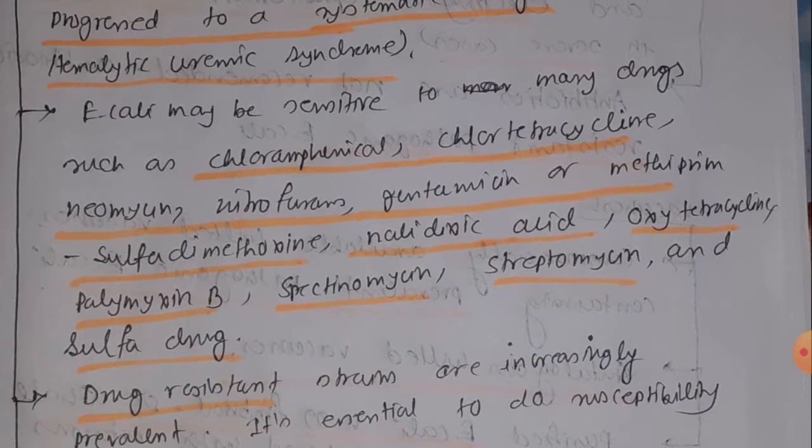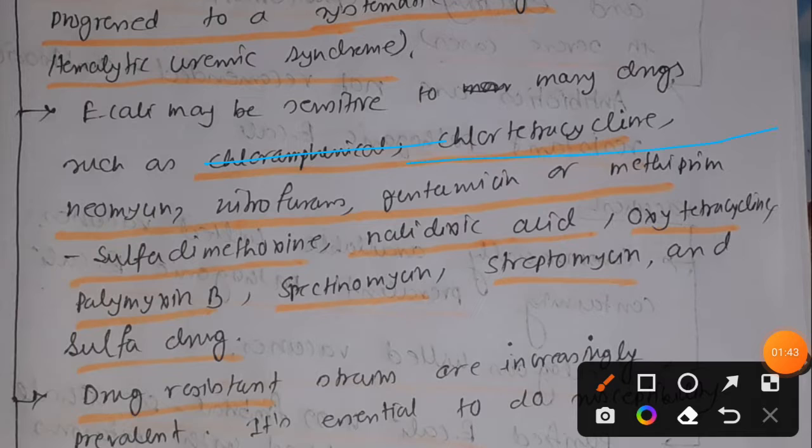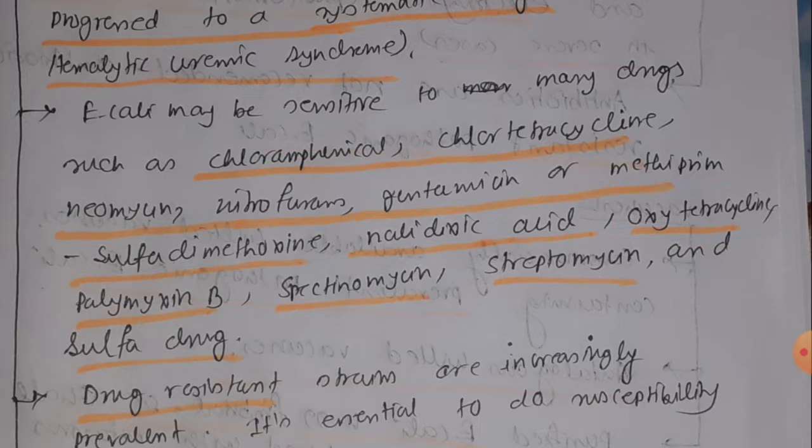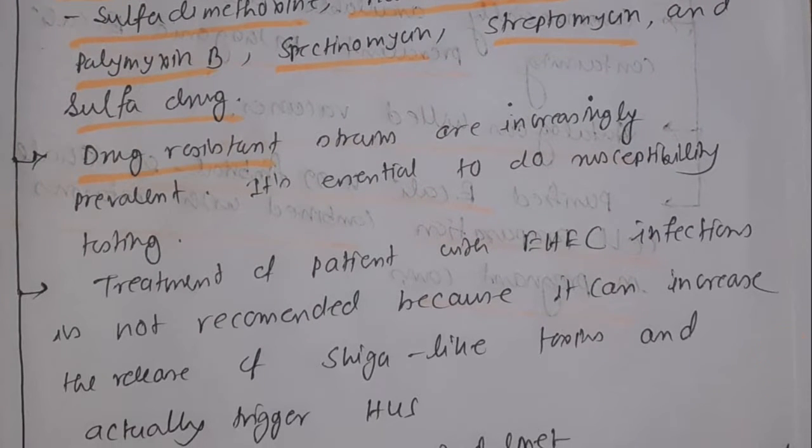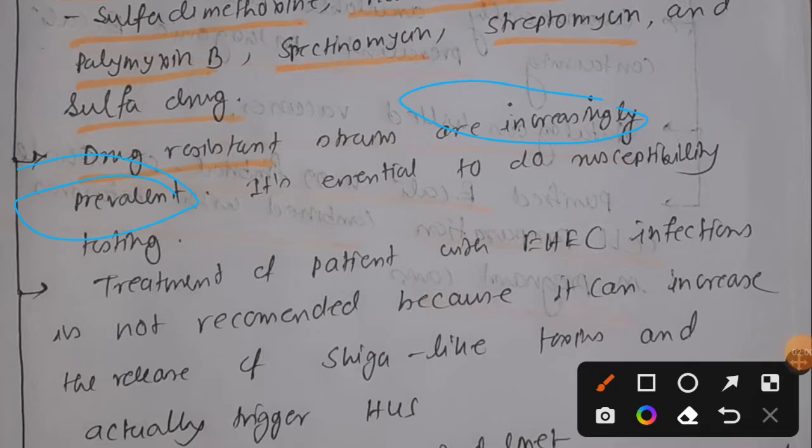E. coli may be sensitive to many drugs such as chloramphenicol, chlortetracycline, neomycin, nitrofuran, gentamicin, trimethoprim-sulfadimethoxine, nalidixic acid, oxytetracycline, polymyxin B, spectinomycin, streptomycin, and sulfa drugs. Drug resistance is the most important concern, and it is becoming prevalent day by day, so it is essential to do susceptibility testing. We discussed susceptibility testing in the Staphylococcus aureus treatment video, where we talked about how susceptibility testing allows us to find out which drug is best for the treatment of that particular disease.